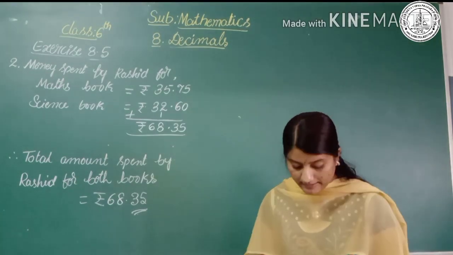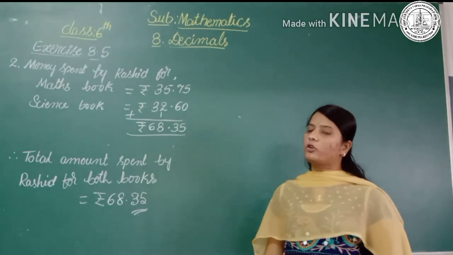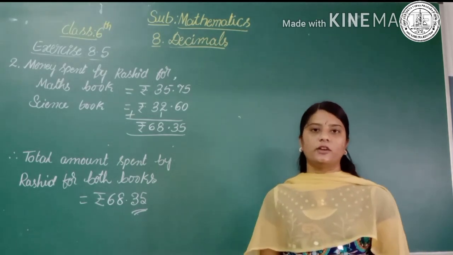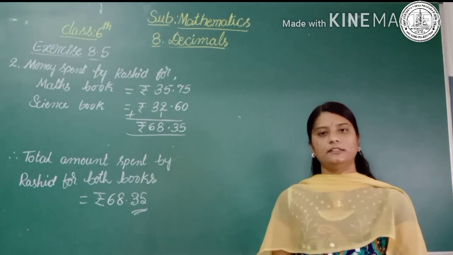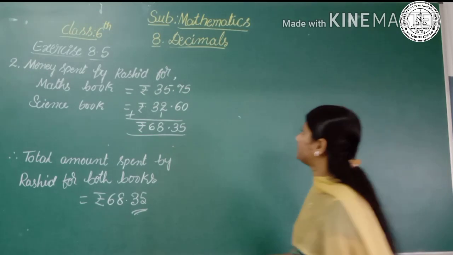Okay, yes, here again they are asking the total length of the cloth. So total length of the cloth means we have to add the length of the shirt and length of the trouser. Right? Yes. First write down the sentence here.